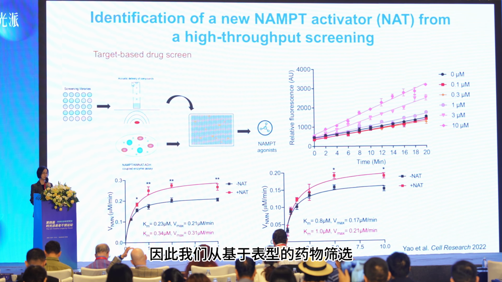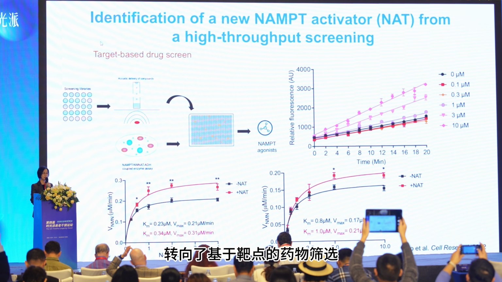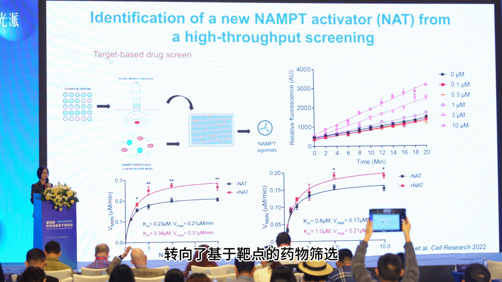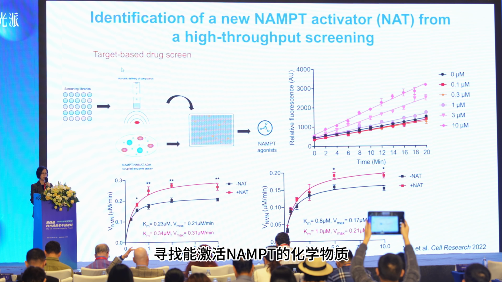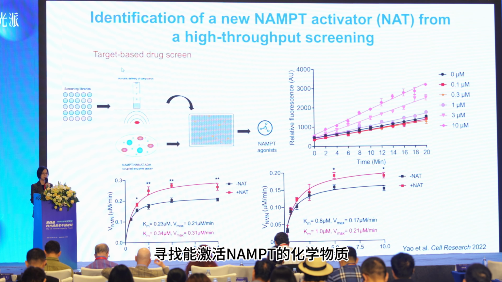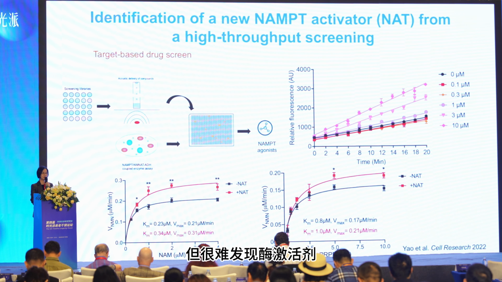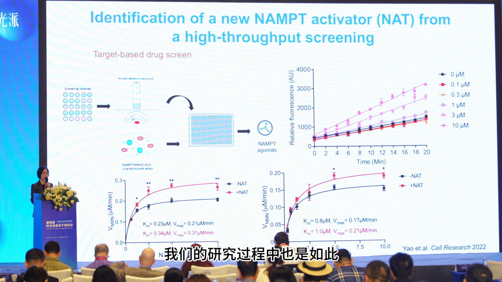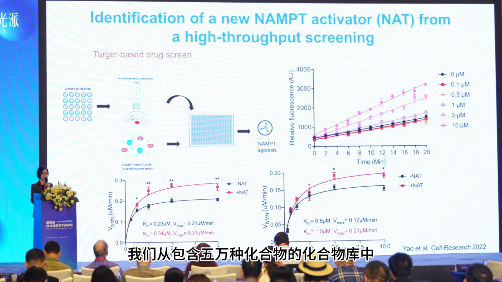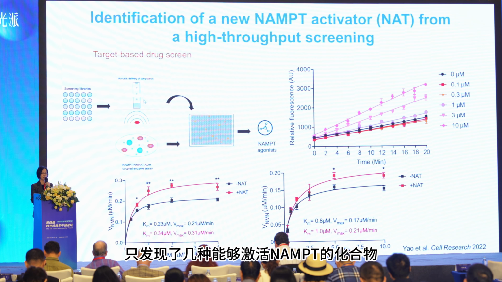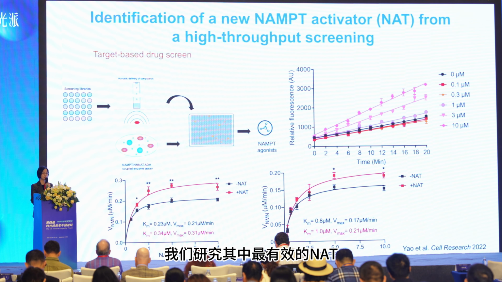So going from the phenotypic drug screen, we then carried out a target-based drug screen, looking for the chemical activator of NAMPT. Generally, it's very easy to get an enzyme inhibitor, but very difficult to get an enzyme activator. It's true in our case. From a 50,000 chemical library, we only found several chemicals that can activate NAMPT. And we pursued the most robust one, which we call the NAD.